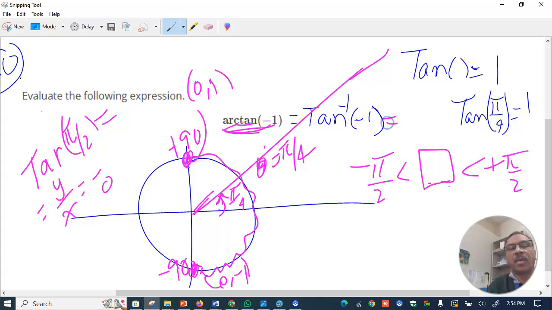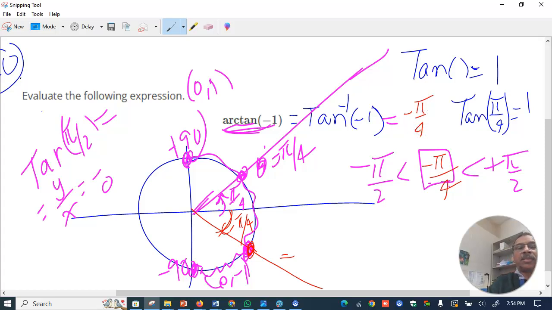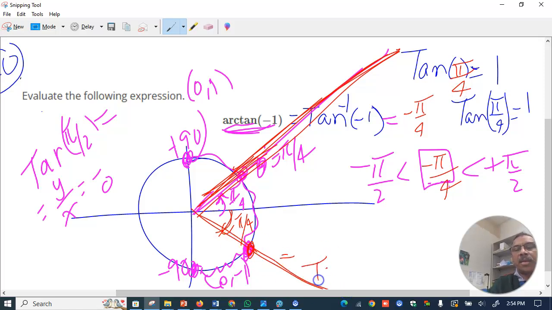And the answer is, on the other side, if you go on the other side with the negative, see, this becomes the negative pi by 4. So tan inverse of minus 1 will be minus pi by 4. And the answer is minus pi by 4, and you're done. The line that I drew is tan pi by 4 is 1, but tan of minus pi by 4 is negative 1. I hope that takes care of that problem.